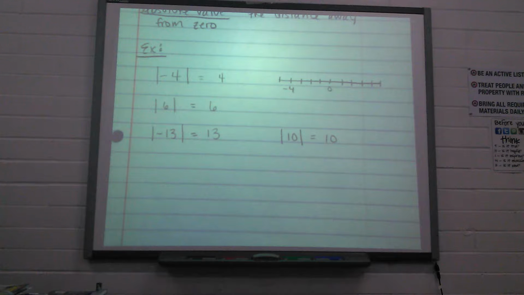All right, if you still are unsure about absolute value and you need a little bit more assistance, please raise your hand and ask your teacher, and we'll come over and do a couple more examples with you. If not, we're going to go ahead and move on to the next part of the lesson, which is adding. And today we're just going to focus on adding integers with the same signs.